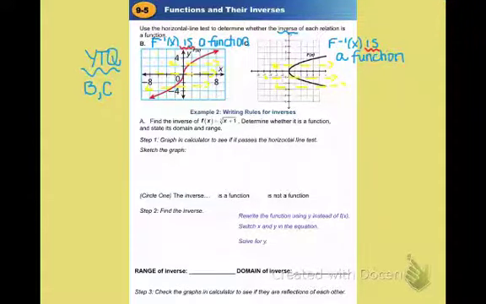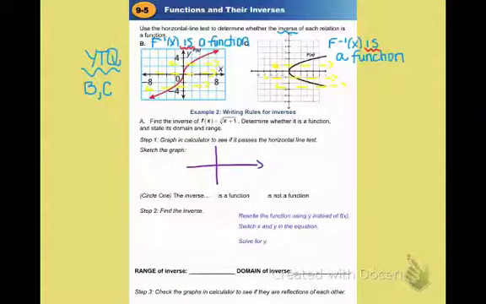Okay, so example 2, we're going to be writing rules for inverses. Example A says, find the inverse of f of x is equal to the cube root of x plus 1. Determine whether it is a function and state its domain and its range. So first of all, I could think about what this graph looks like, and then I could worry about writing its inverse.